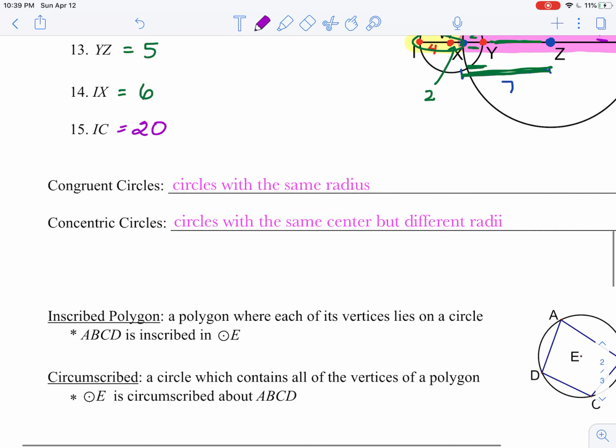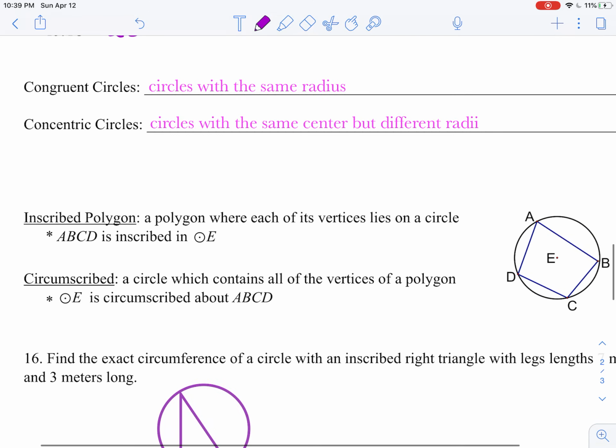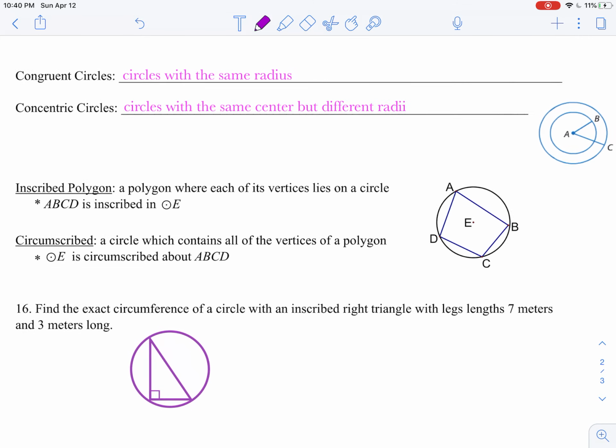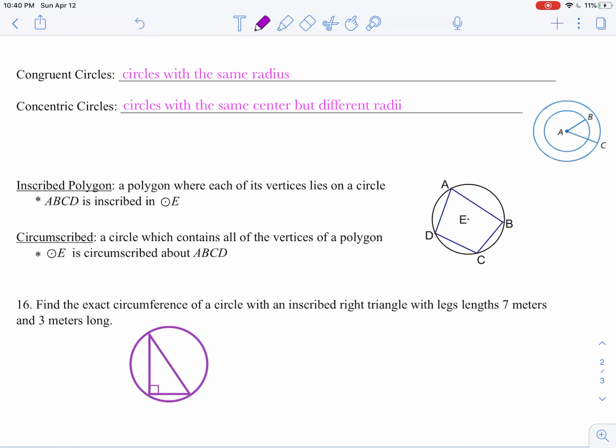There are a few other vocab terms for this section. One is congruent circles. Congruent, of course, means exactly the same size and shape. Congruent circles have to have the same length of radius.